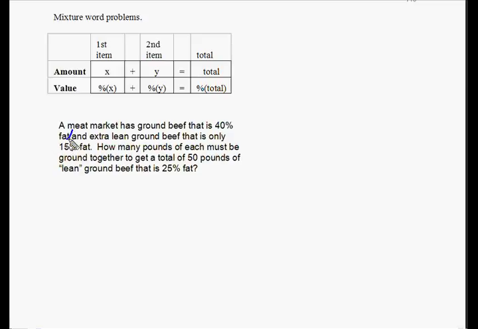Well, we're going to need something to represent this ground beef that's 40% fat and this extra lean ground beef that is 15% fat. For this first one, I think I'll call it F, and the second one I'm going to call it E for extra lean.